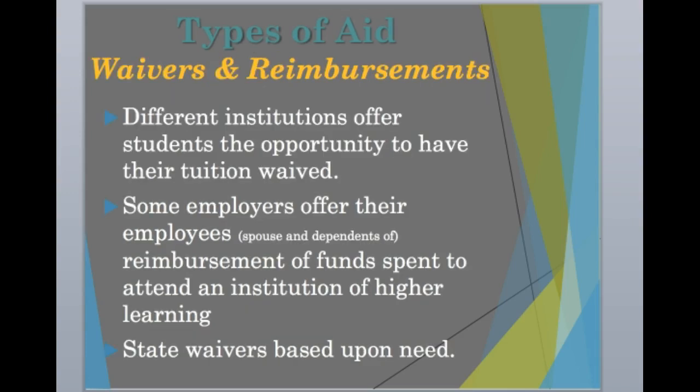Waivers and reimbursements, again, these are some of the things that I talked about. Different institutions offer students the opportunity to have their tuition waived for different things. Some employers offer their employees, spouses, or dependents reimbursement of funds spent to attend an institution of higher learning. So that would be something you would look into with your parents. You would look into with your employer if they offer any assistance or contribution or reimbursement.